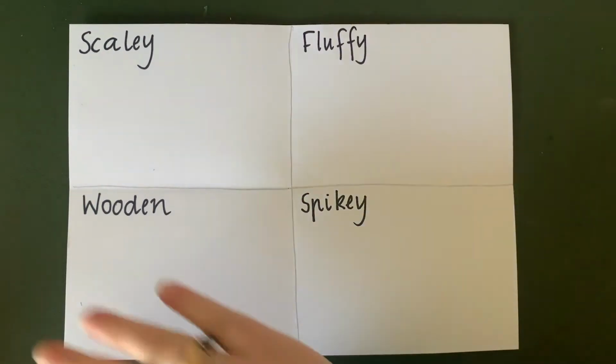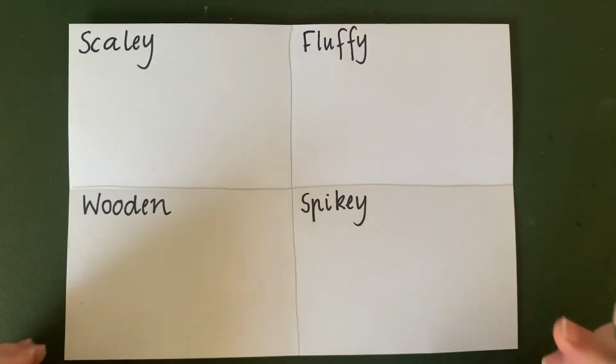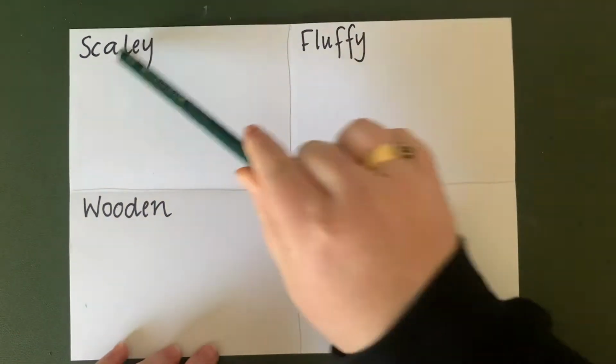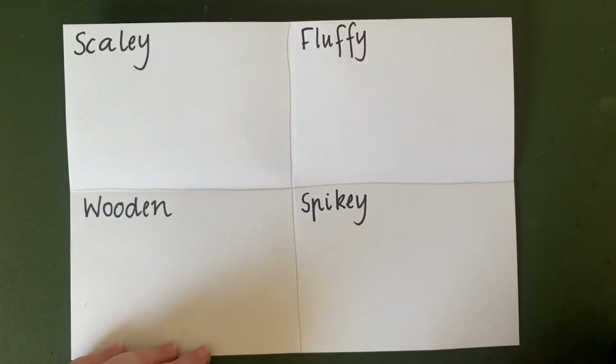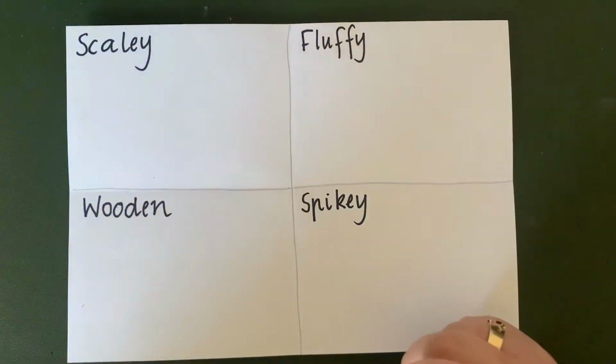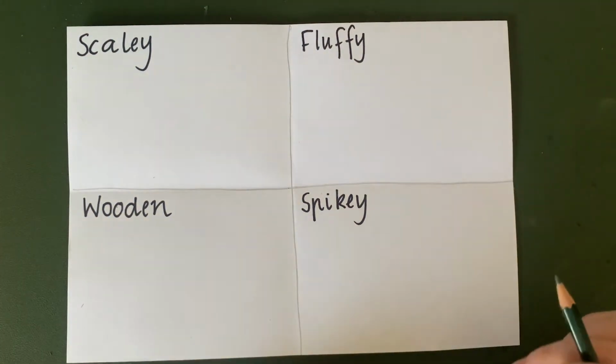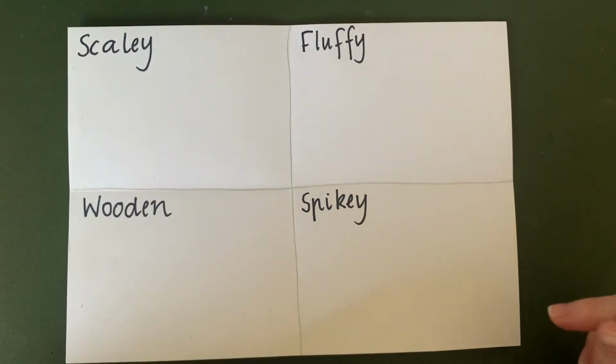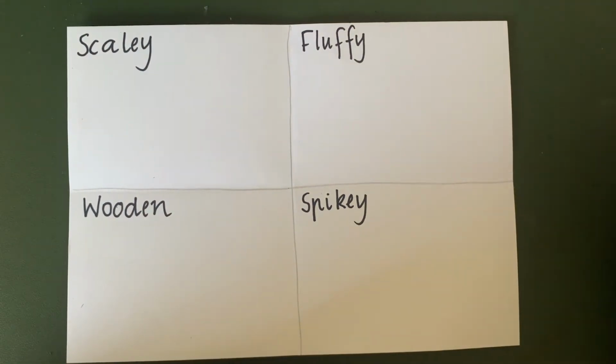Okay, hopefully you've got all 4 of your little titles written down. Now I wrote my titles in texture just so that it was easier for you to see on the screen, but you should do it in grey lead. Now, I'm going to think of something that has a scaly texture, and that's what I'm going to draw. And I'm going to make sure that the texture on it is really obvious.